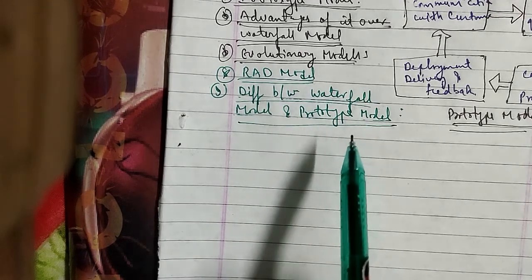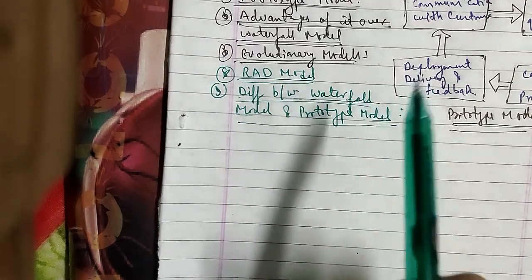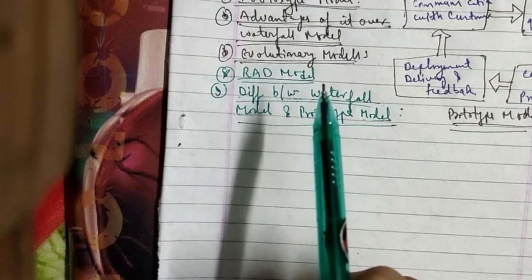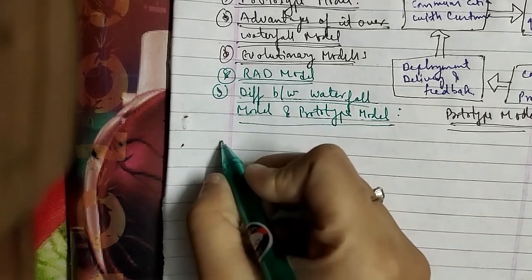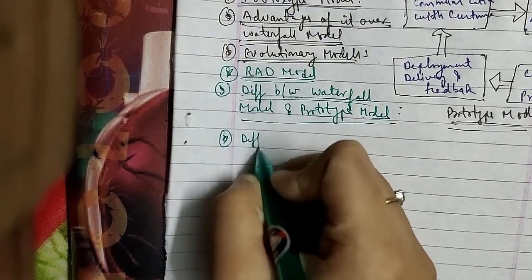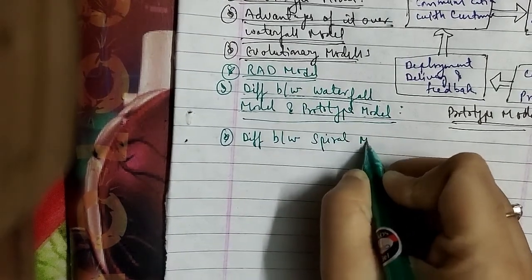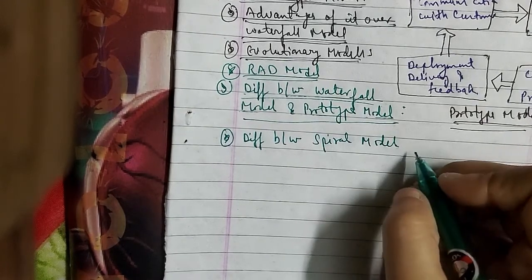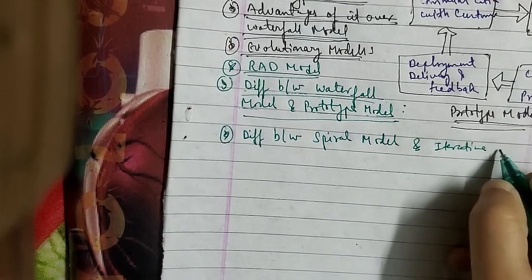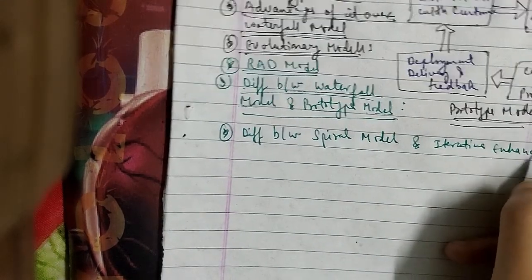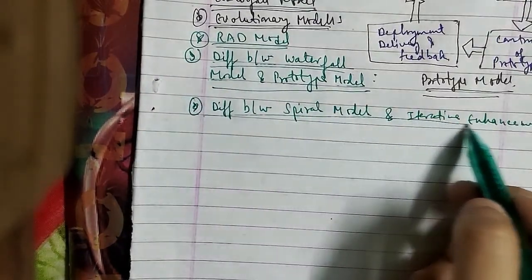Now we will go ahead with the other difference that we have to discuss here. What are the software process models that we had discussed, and distinguish the iterative enhancement model and the spiral model. So let's go ahead with that. The difference between the spiral model and the iterative enhancement model has been asked two times in the examination paper for 5 marks. So that we have to discuss here.